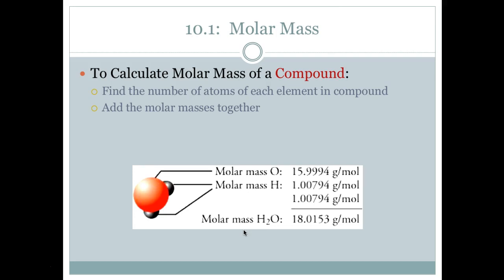So, using the periodic table, we find that a mole of oxygen weighs 15.994 grams, and a mole of hydrogen weighs 1.00794 grams. Notice I'm adding that in twice because each water molecule contains 2 hydrogen atoms. In total, the mass of 1 mole of H2O equals 18.0153 grams. We usually refer to this as the molar mass.